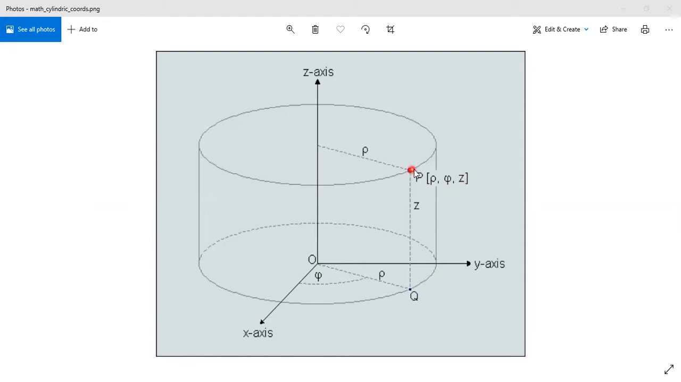Z is the point where the perpendicular from point P to the z-axis cuts the z-axis. That is the z coordinate.